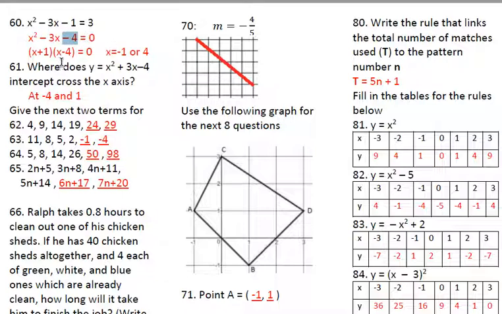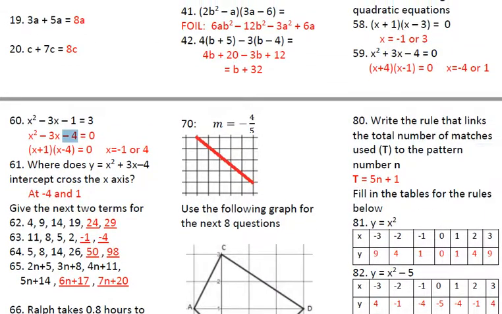Alright, next bit, factorising this. We've got two numbers that add together to give us negative 3 and multiply to give us negative 4. So plus 1 and minus 4 will do the trick for us here. Notice that plus 1 minus 4 is actually negative 3, but around here plus 4 minus 1 is positive 3. So you've got to be a little bit careful, right?